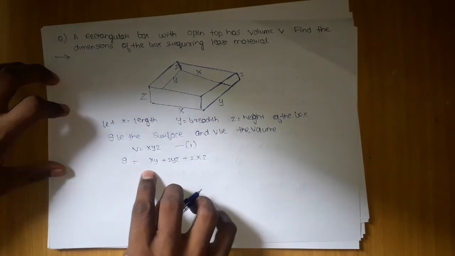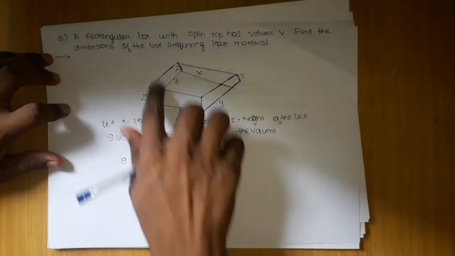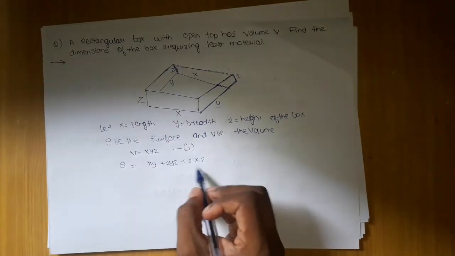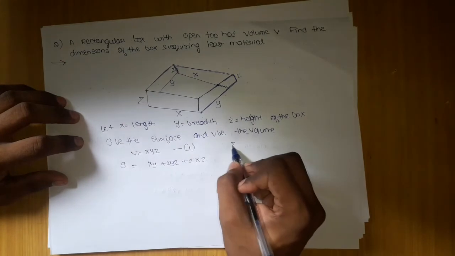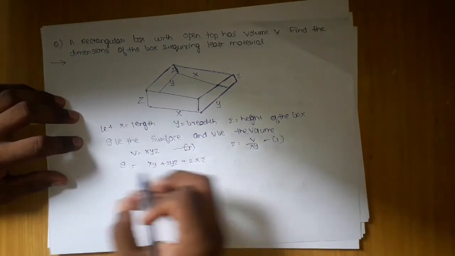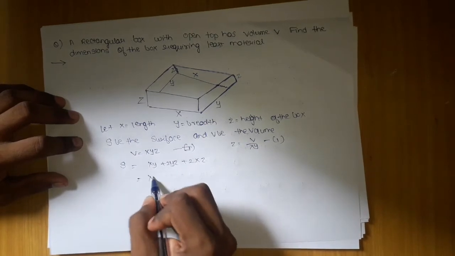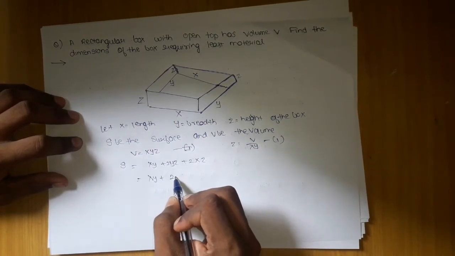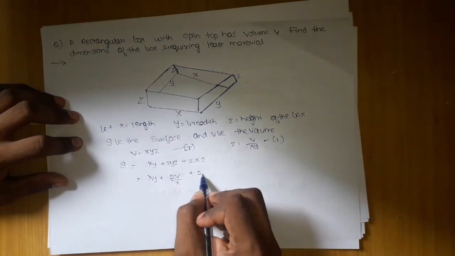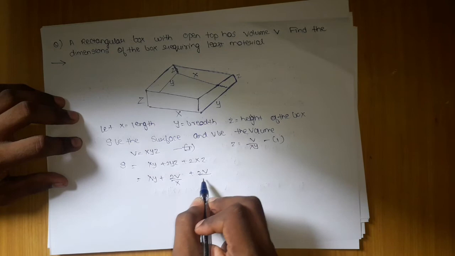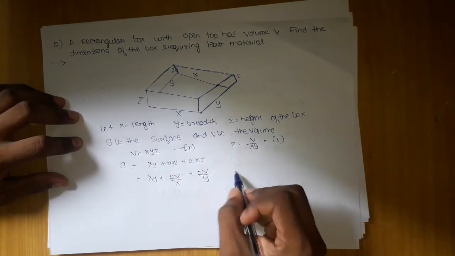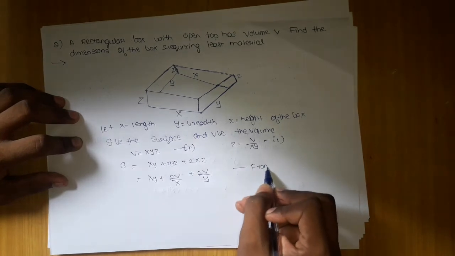Why we are considering xy only once is very clear: from the top the box is open, which is very important, you should know. Now we will eliminate z from here by substituting z equals V by xy. Call this one, so here we can write S equals xy plus 2Vx by xy, y will cancel out, and 2Vy by xy, x will cancel out. So here you will write this as equation 1.